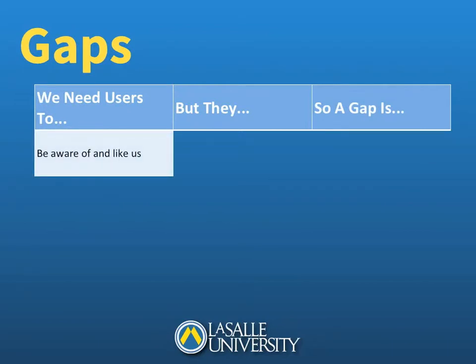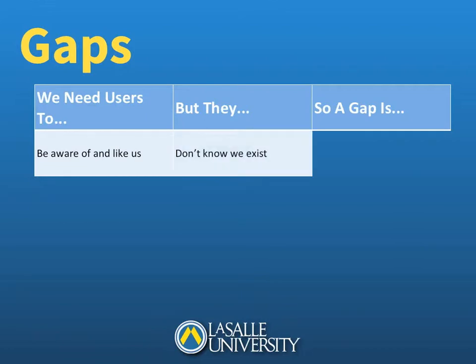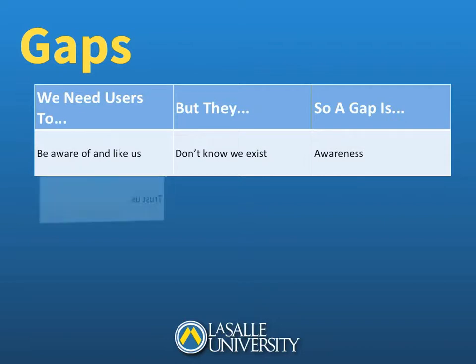So we need users to be aware of us and to like us. But when we do our analysis, we find that they don't know we exist. So therefore, a gap is awareness. So once again, we want them to be aware of us and like us, but if they don't know we exist, there's an awareness problem. So we need to focus a content campaign on awareness.